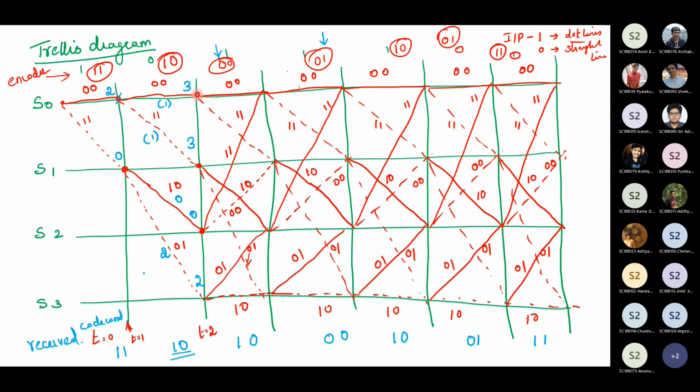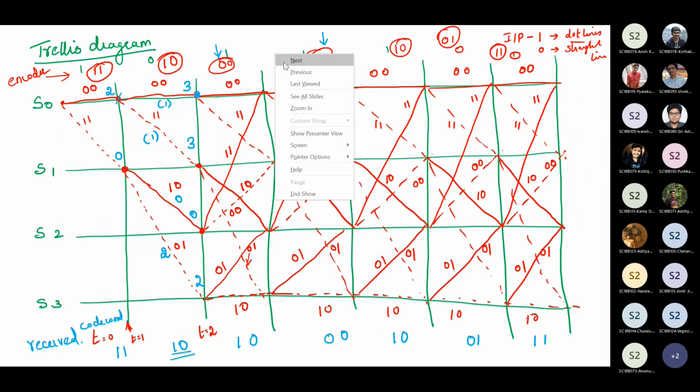To find the total distance, we call it the node metric. What we write on the line is called the path metric, whereas at the node it is the node metric. So how do we write the node metric here? The previous node value plus the path metric value, we write it here.